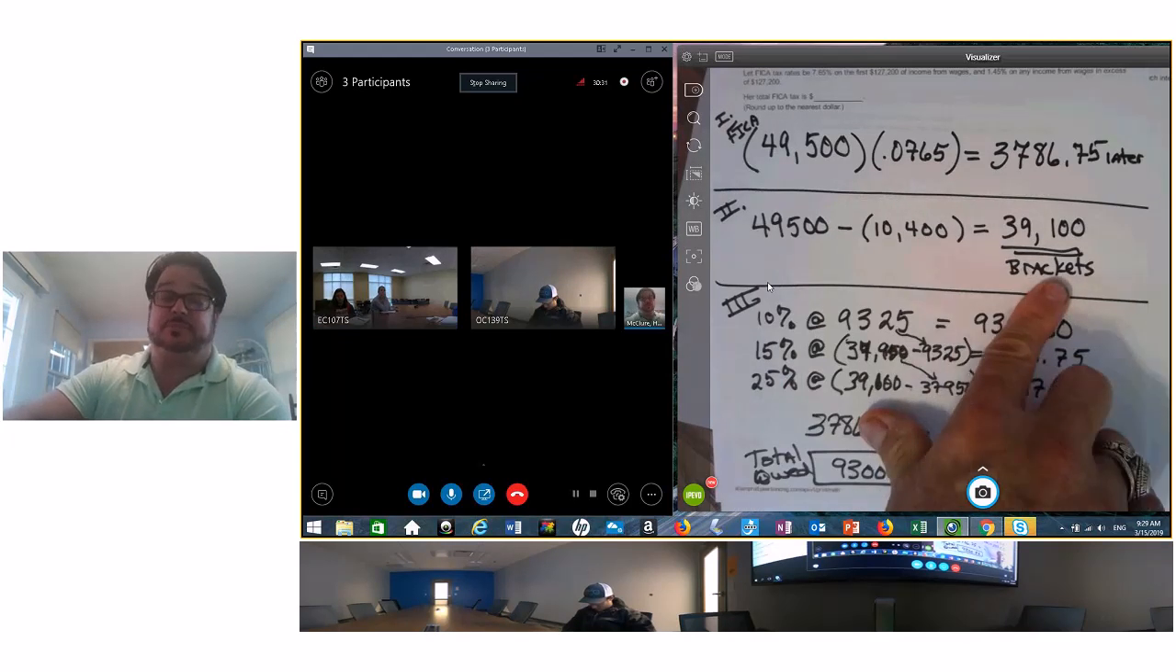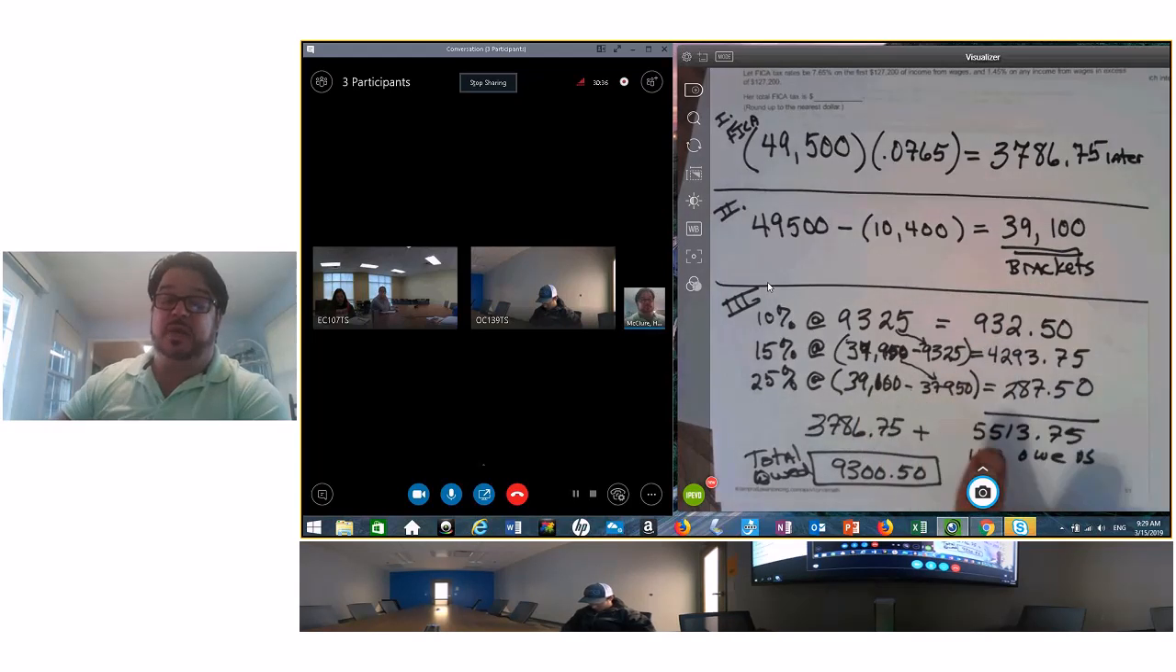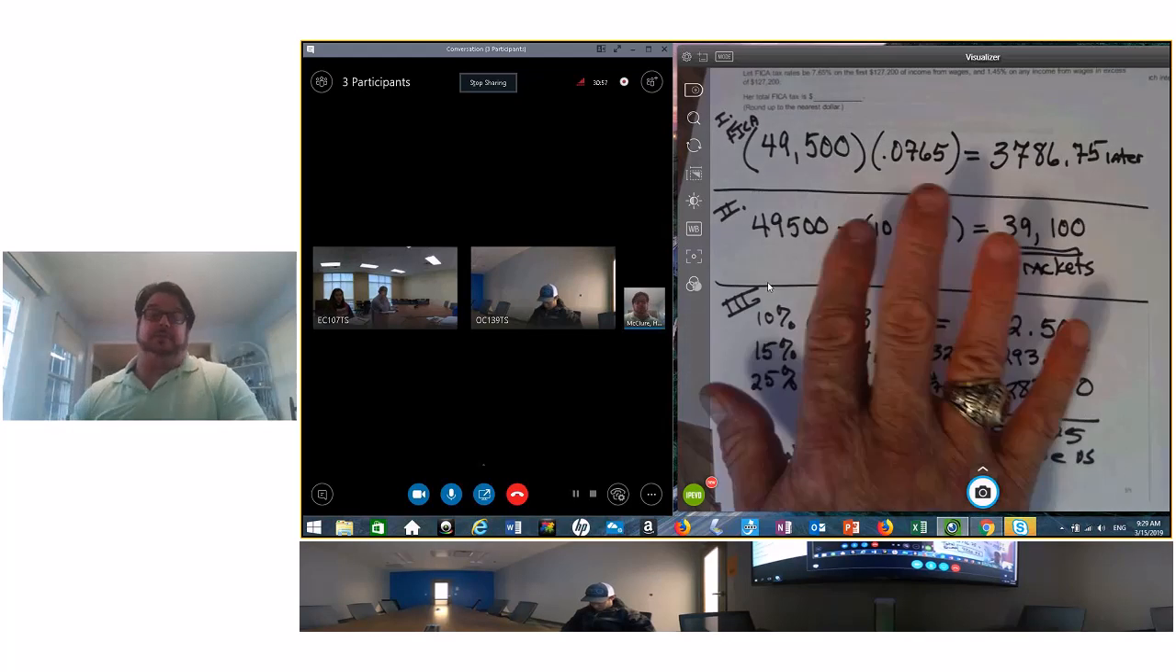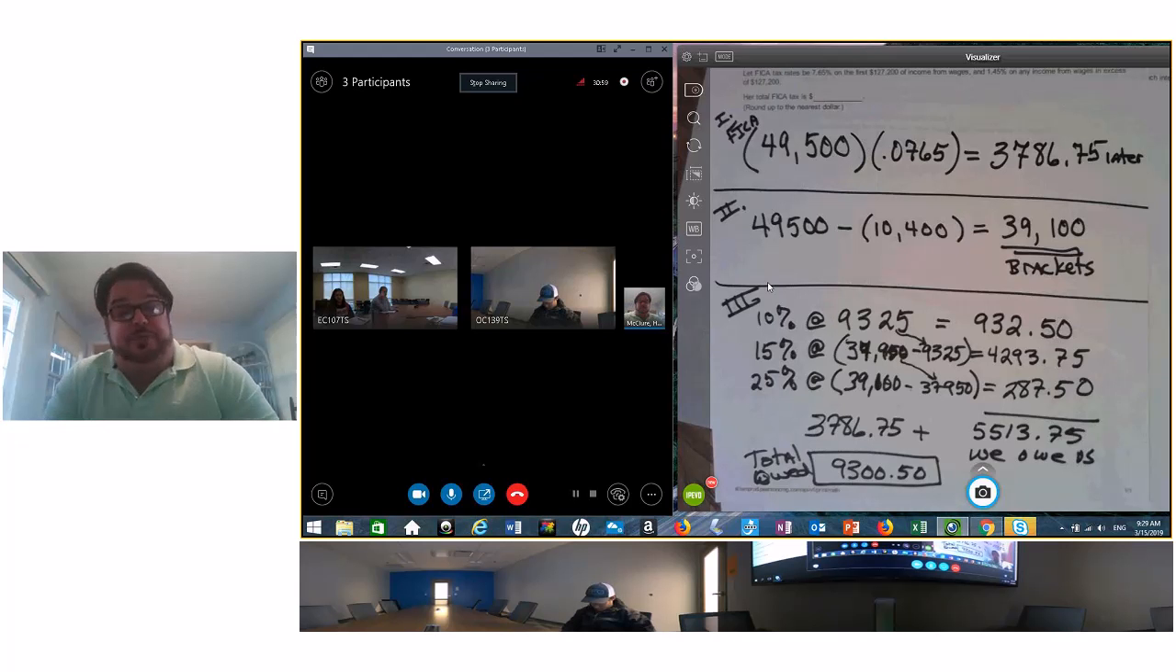The brackets. You run it through the brackets, and then you got total owed here. You got to add that back to the FICA, and then that gives you the total owed. And that's where your tax credits come off. So that, like I say, that's a good, if you can do that problem right there, that's about the most difficult that I'm going to give you on the test as far as income tax.